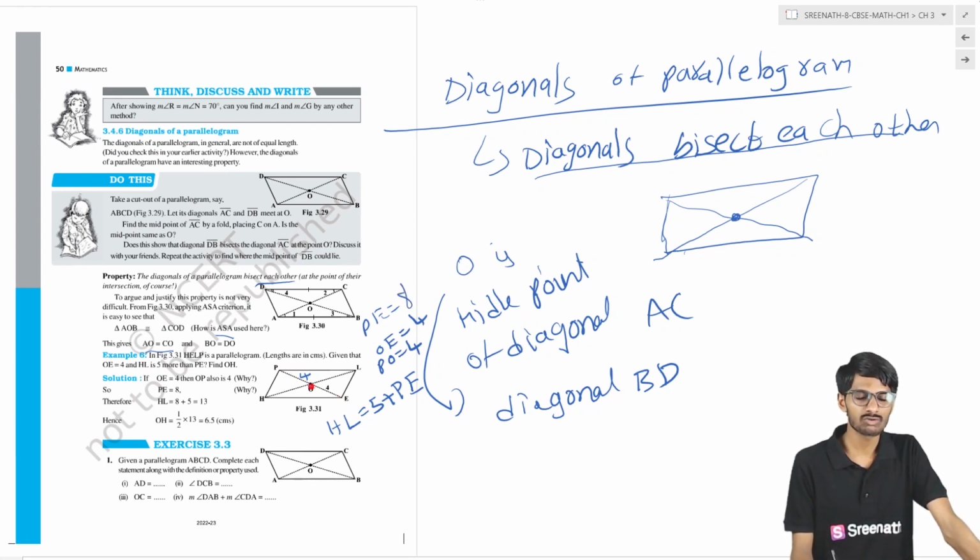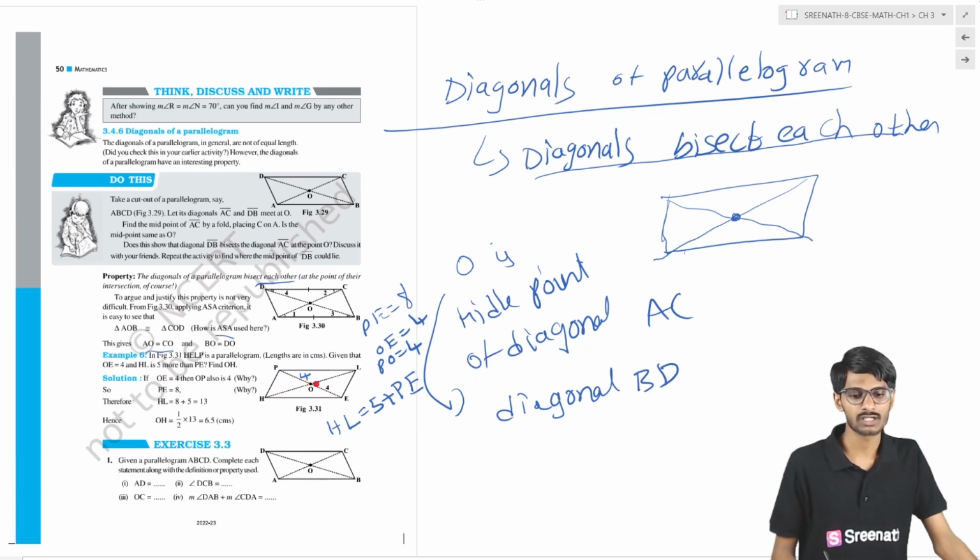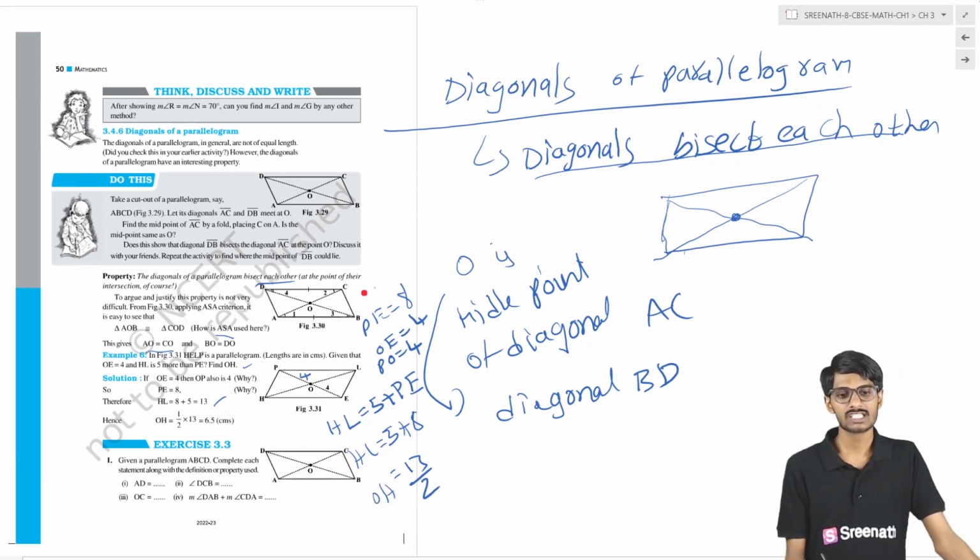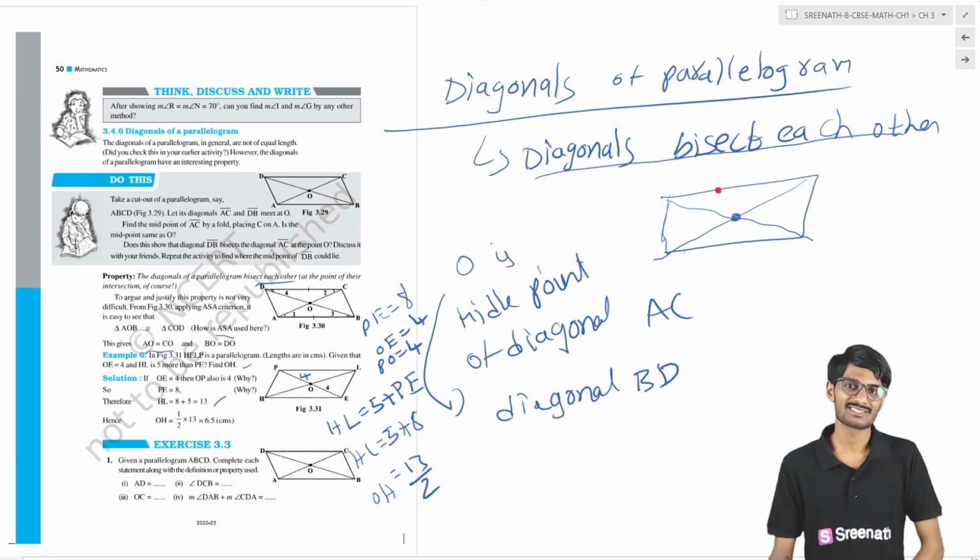Basically what we have studied is that diagonals bisect each other at the point of intersection, which means the point of intersection is the midpoint of both diagonals. From this point to this point is 4, and this point to this point is also 4, because it is the midpoint. So the total length is 8. Then HL is 5 plus 8, so HL becomes 13, students. Then OH is half of 13, that is 13 by 2. In this way you can find the diagonals of a parallelogram, students. That's it, we have completed this topic also.